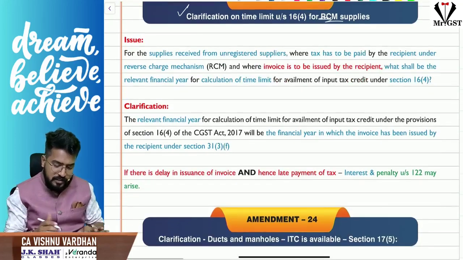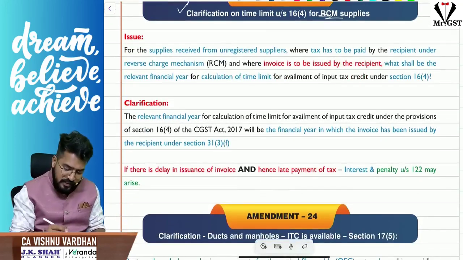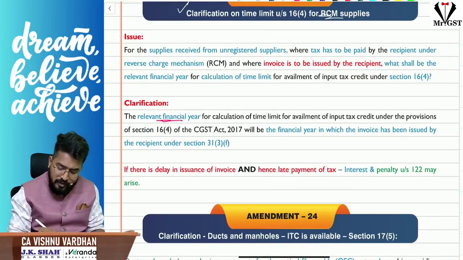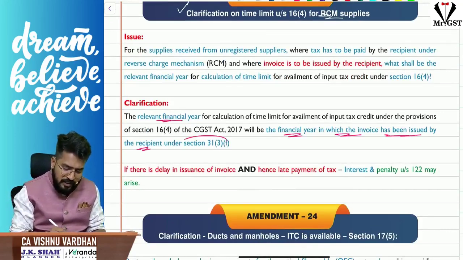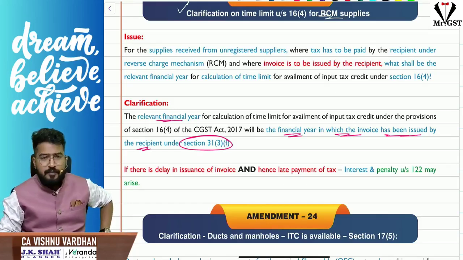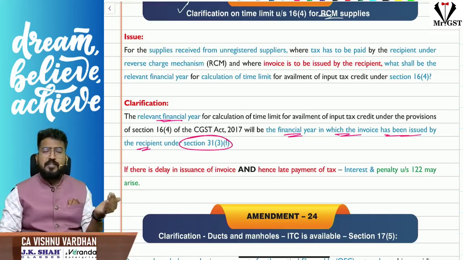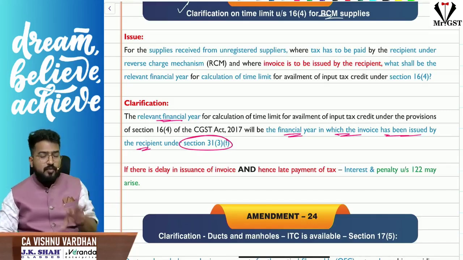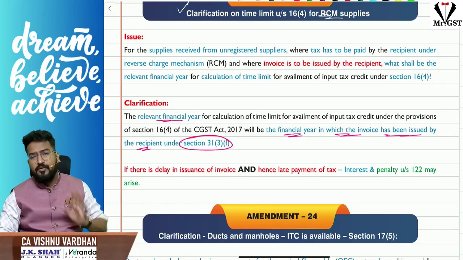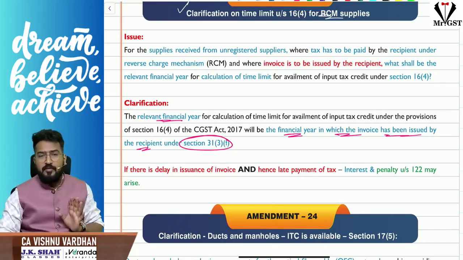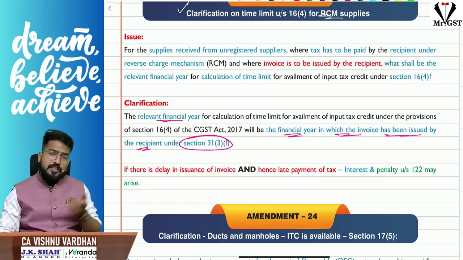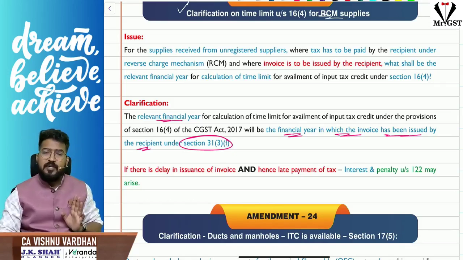Then the law says, when the recipient is required to raise the tax invoice, the relevant financial year will be the financial year in which that invoice has been issued by the recipient under section 31 subsection 3 clause F. Simple. Just like the supplier has to raise an invoice, the recipient has to raise an invoice. And when the recipient has to raise the tax invoice, from the financial year in which he raises it, the recipient has to calculate the time limit for availing ITC. So he has an obligation to raise the tax invoice under section 31, that time limit he has to follow, and accordingly ITC should be taken.